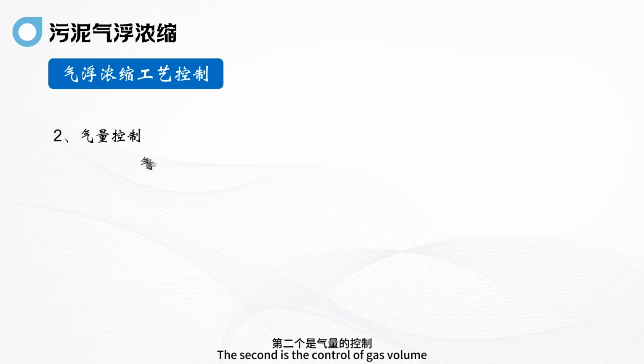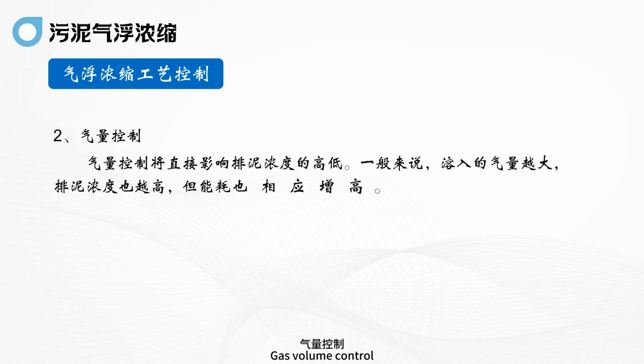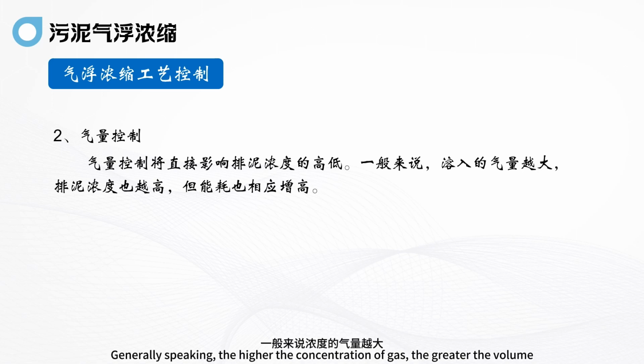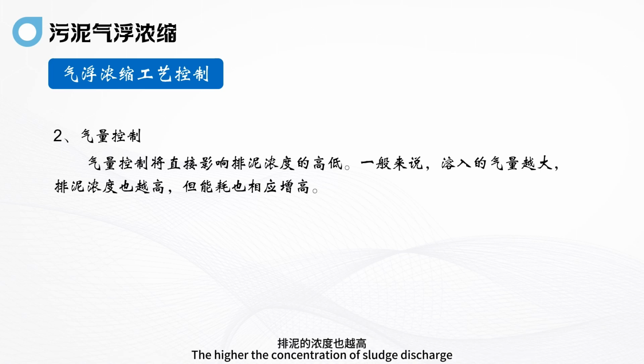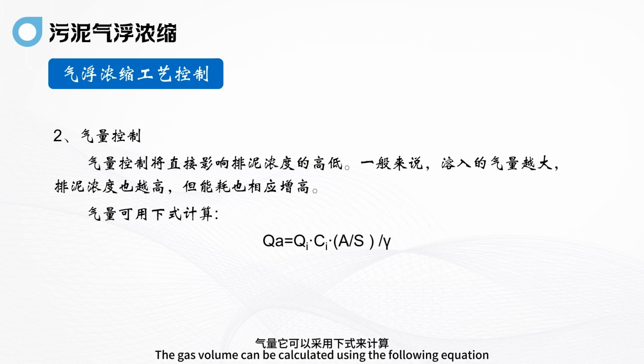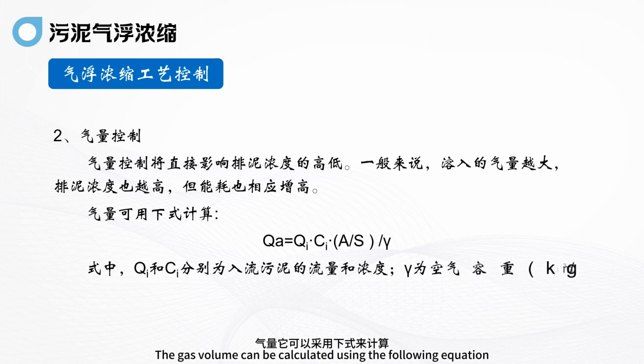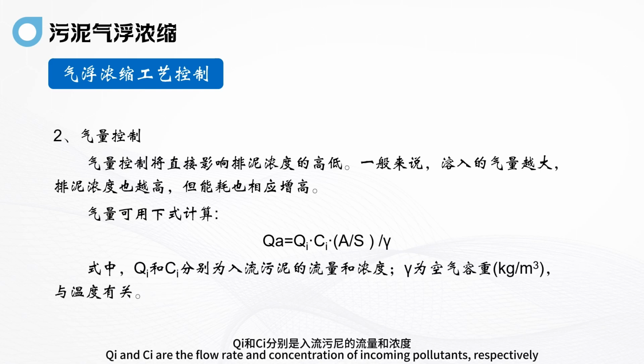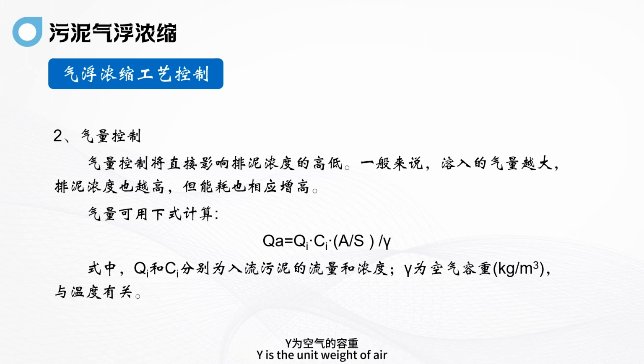The second is the control of gas volume. Gas volume directly affects the concentration of sludge discharge. Generally speaking, the higher the gas volume, the higher the concentration of sludge discharge, but we know that energy consumption will definitely increase accordingly. The gas volume can be calculated using the following equation. In this equation, G and C are the flow rate and concentration of incoming sludge, respectively, and Y is the unit weight of air related to temperature.